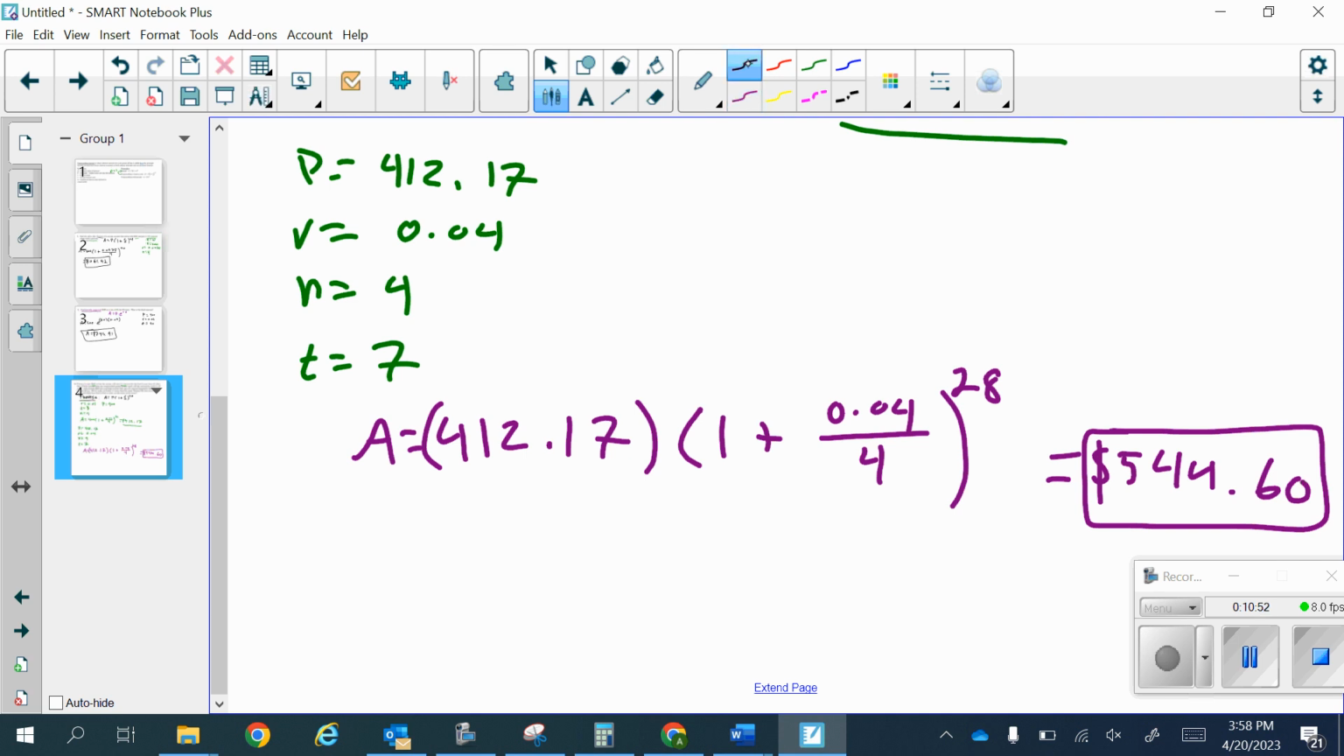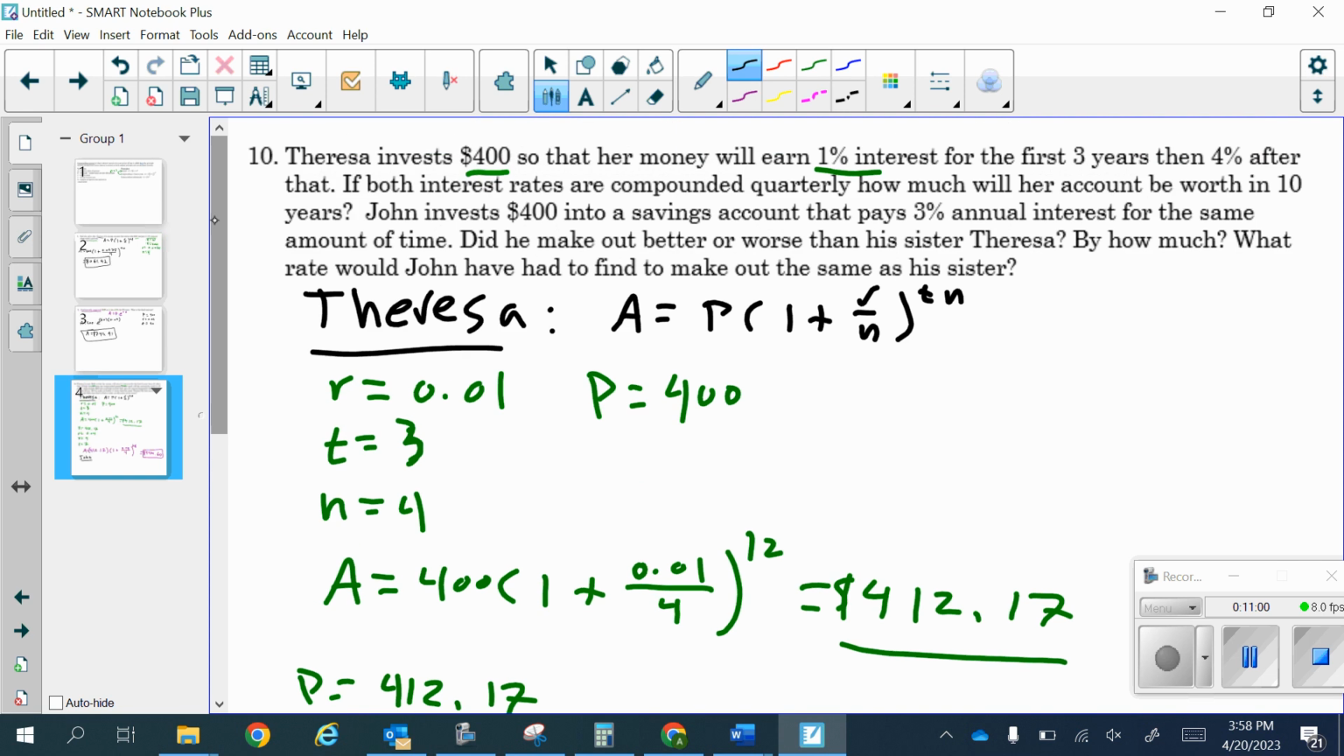Now we're going to go on to John. I want to figure out, well, how much money does John have after 10 years? So I want to see who did better, John or Teresa. So for John, he invests $400, that's his principal, into a savings account that pays 3% annual interest for the same amount of time. So it's 3% annual interest, so that means he's earning interest just once per year.